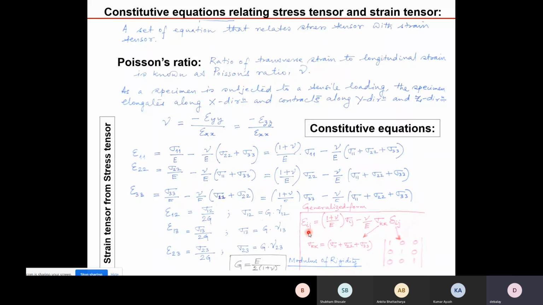Similarly, if you write epsilon 11 equal to (1 plus nu) by E sigma 11 minus nu by E (sigma 11 plus sigma 22 plus sigma 33) into 1, that will give you this expression: sigma 11 by E minus nu by E (sigma 22 plus sigma 33). So this is the generalized form. Sometimes it is written in this generalized way, same thing.